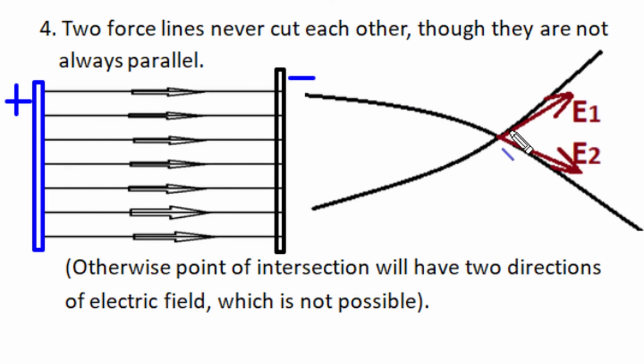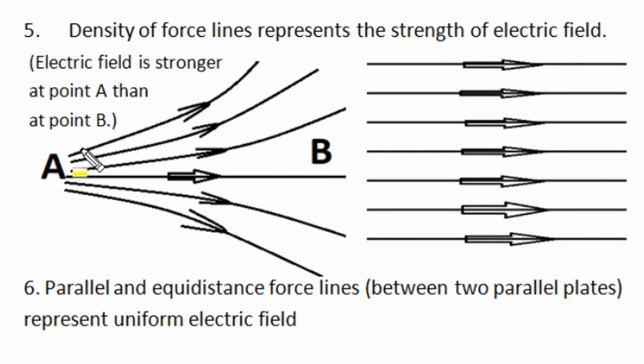force lines never cut each other, because if they cut at a point, the two tangents drawn at that cutting point indicate two different directions of electric field. As per the uniqueness theorem, one point can't have two directions of electric field at one time instant. So if two electric field directions at a point is not possible, then two curved force lines never intersect each other. Density of force lines passing per unit cross-section area represents strength of electric field.